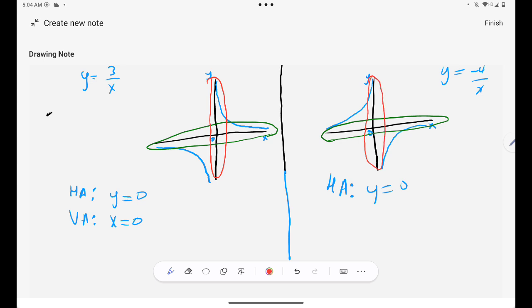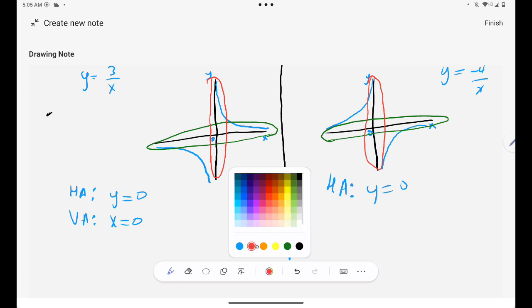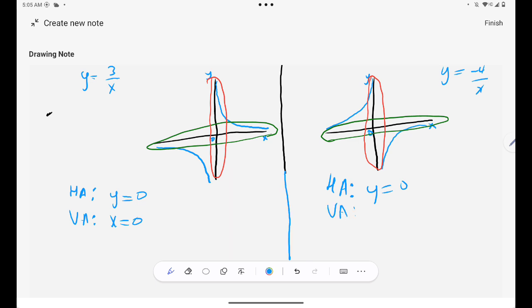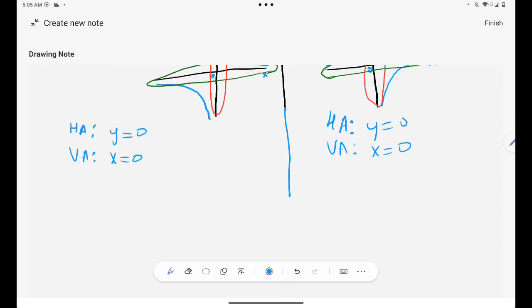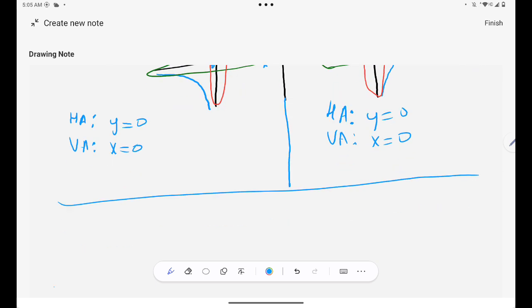Please remember, guys, always, the horizontal asymptote restricts vertical movement, and the vertical asymptote restricts horizontal movement. If you want to restrict horizontal movement, you must have a vertical asymptote, always. Are we together? Okay, and then in this case, the vertical asymptote is still the same thing. X is equal to 0. Are you together, guys? So if you have a graph like this, you are asked to draw a graph.